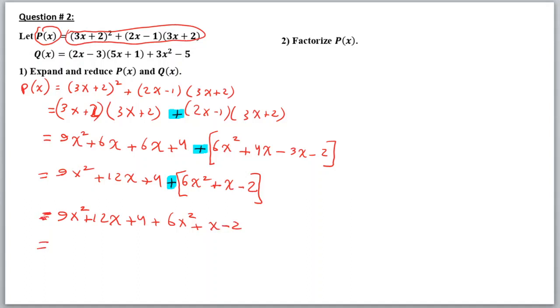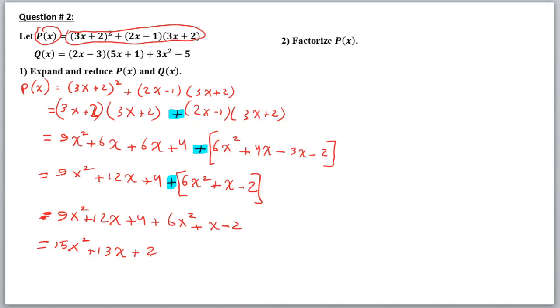And at the end, you could reduce, so it will be equal 9x squared plus 6x squared, so it will be 15x squared, 12x plus x, it is 13x, 4 minus 2, so it will be equal to 2. So 15x squared plus 13x plus 2.